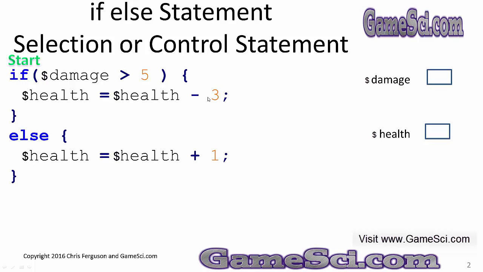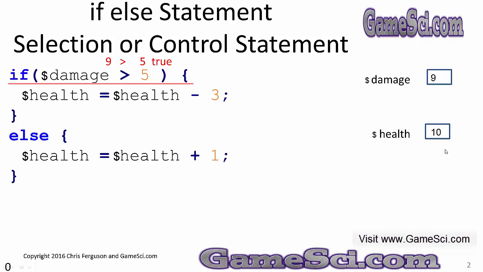Again, the if-else statement is a selection or control statement. Some computer science textbooks call these selection statements because it selects which code to execute. Other books call them control statements because they control the path the program takes. Either way, selection or control statement, the if-else statement is a two-way decision. You have two different options for the code to execute, and the best way to see it is by tracing the code. So let's start with 9 in the damage variable over here and 10 in the health variable.